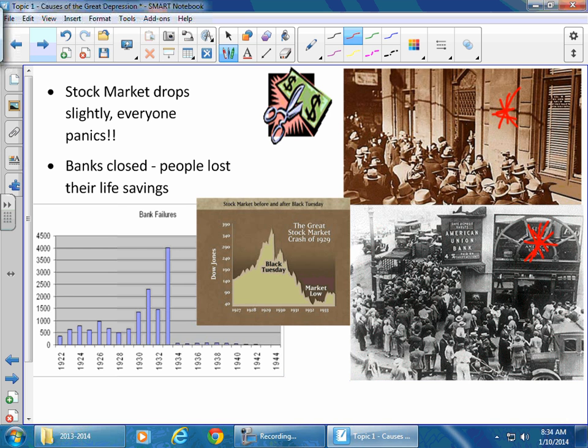So if you look at the early years of the Depression right here, you can see the number of bank failures just goes up. All right, so the stock market is definitely a factor with the Great Depression, but it's really just the signal of here it comes.